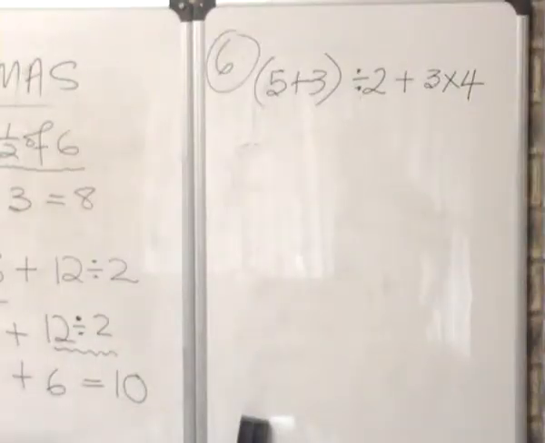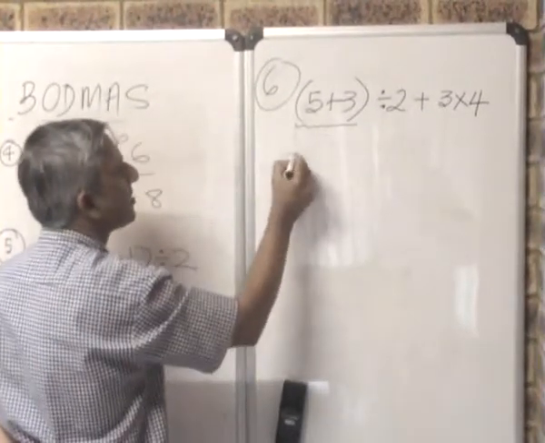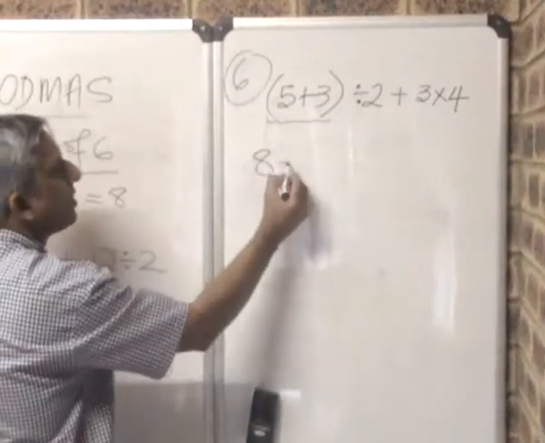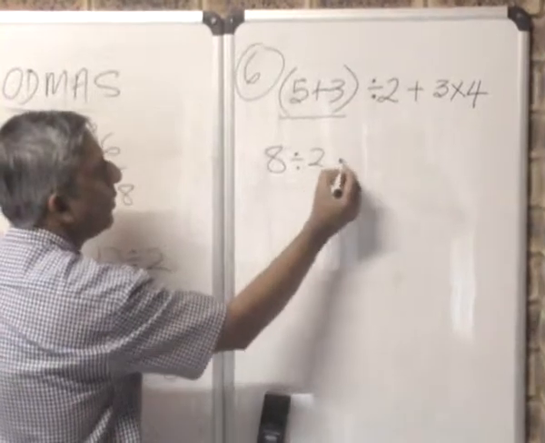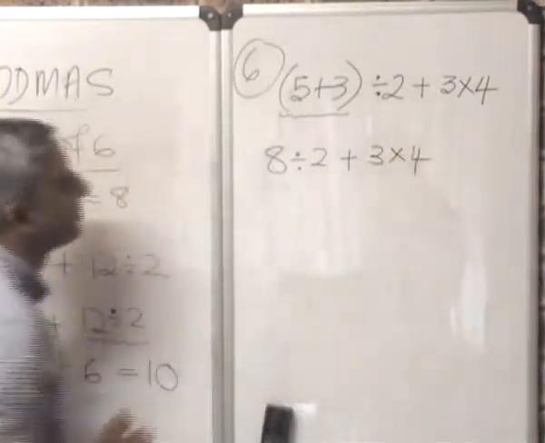Alright, now let's have a look at number 6. In number 6, we've got 3 steps to do. So according to the rule of BODMAS, we're looking for a bracket. Yes, there is a bracket. So we're going to do the bracket first. 5 plus 3 gives us 8. So we have done the bracket, and then we're left with divided by 2 plus 3 times 4.